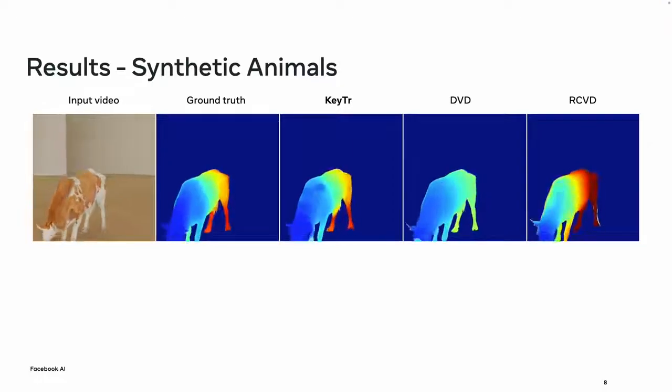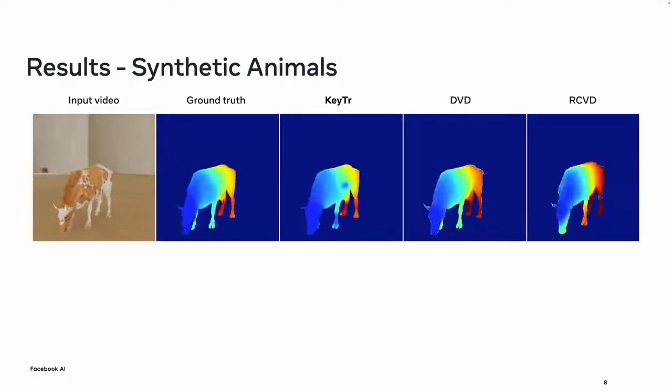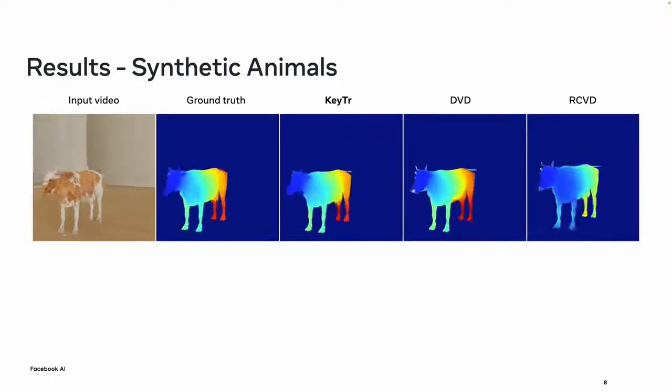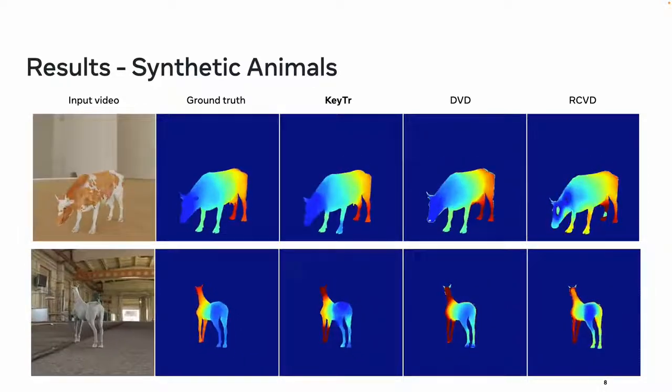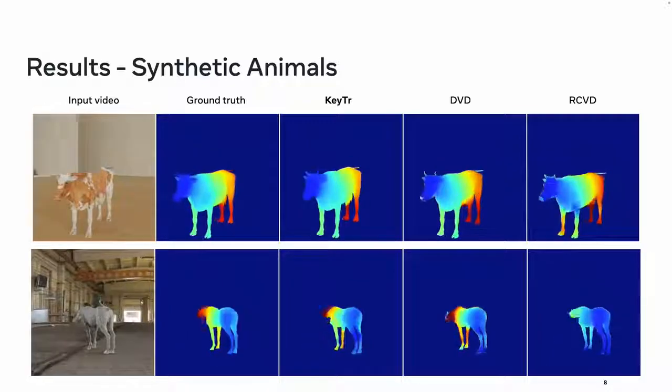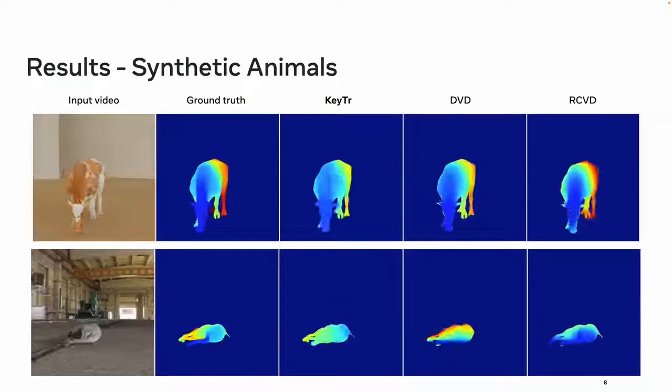Qualitatively, KeyTr was able to outperform DVD and RCVD also on the images, which you can see on both of the examples of the reconstructed synthetic animals.